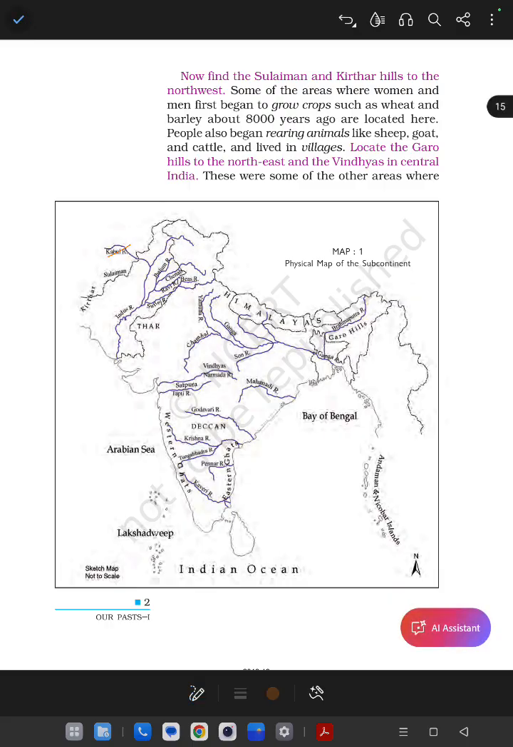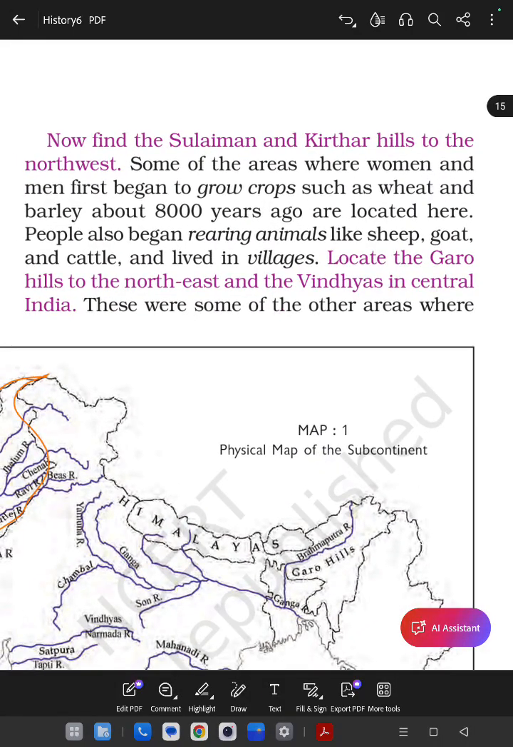Coming to the next, so what is given here? Some of the areas where women and men first began to grow crops. Now we can know that the Suleiman and Kirthar hills were among the regions which were first to grow crops like wheat and barley, about 8,000 years ago. People also began rearing animals like sheep, goat and cattle and lived in villages.